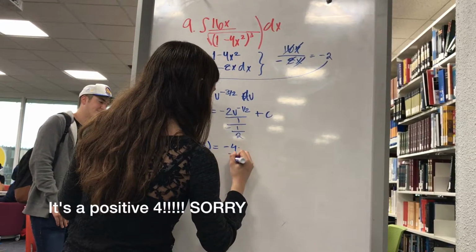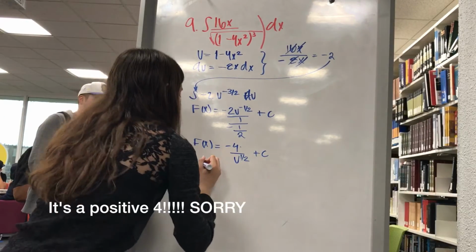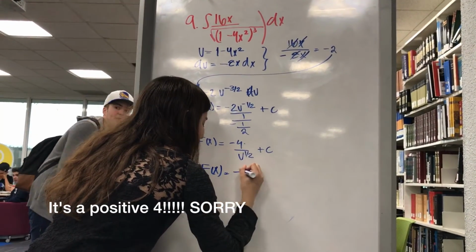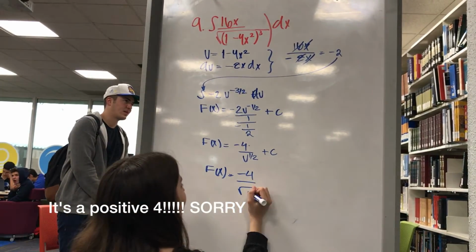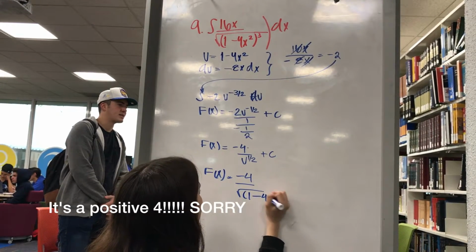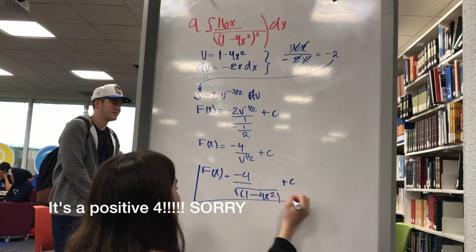Now we cannot leave our answer in terms of u, so we place the u which we had at the beginning, which was 1 minus 4x squared. And that's our final answer. 4 over square root of 1 minus 4x squared plus c.